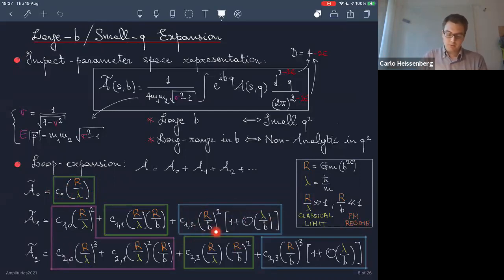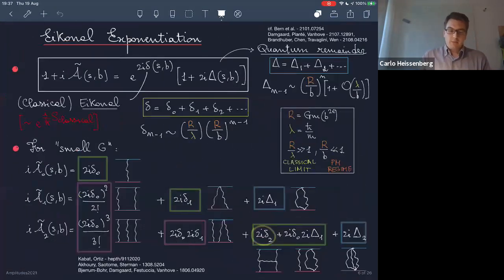So together with these quantum terms where h bar never appears in the denominator, we still have 1 over h bars here, and even higher powers of 1 over h bar, 1 over h bar squared, 1 over h bar cubed. So it's not clear how to proceed. We need a guiding principle to extract the classical information. And this is provided to us by the Eikonal exponentiation.